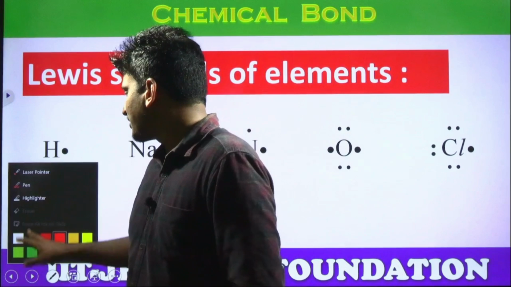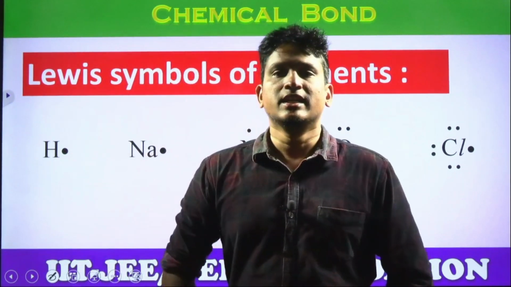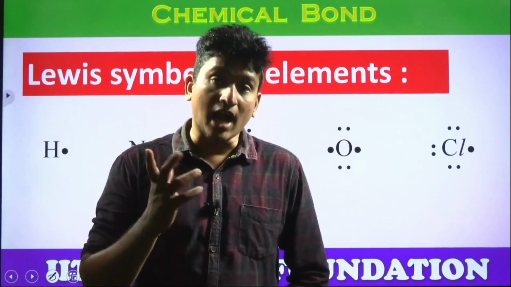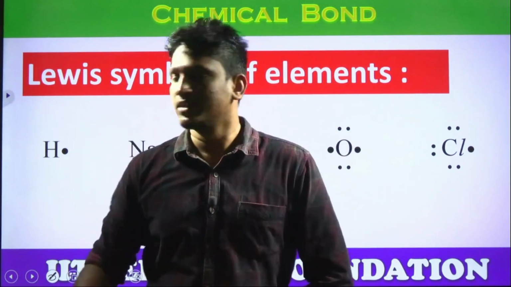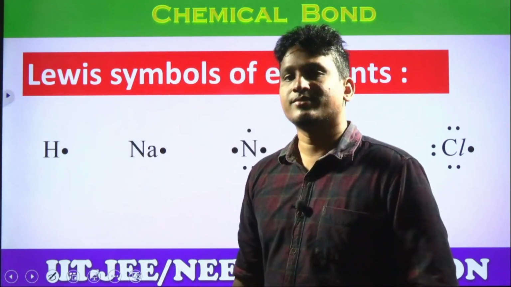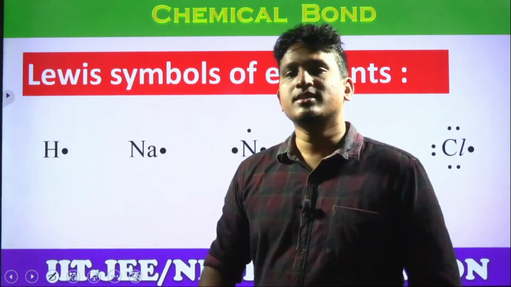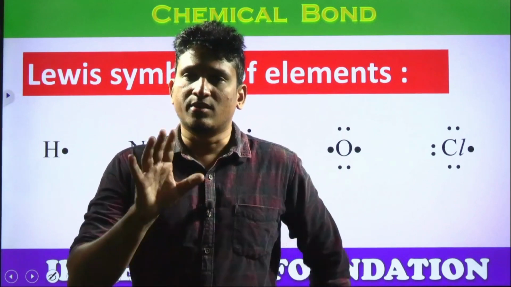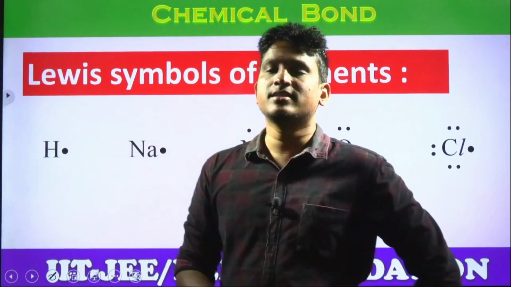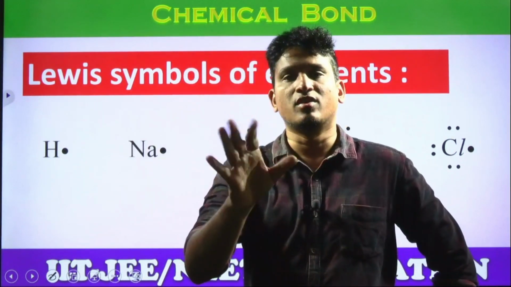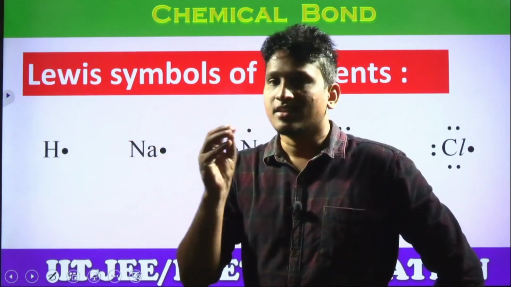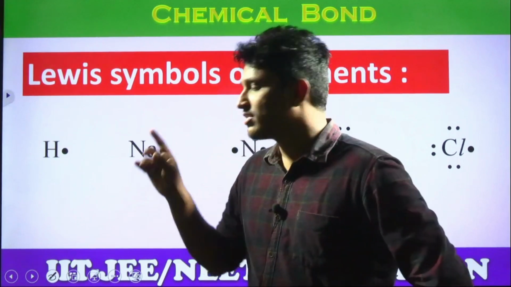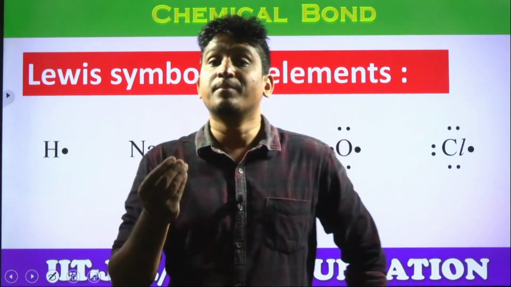Next, Lewis dot symbols. These are all the chemical bonds. Simply we are saying chemical bondings. Then how do I want to represent the bonding? How to represent? The answer is Lewis dot symbols. Very simple. The symbol of an element surrounded by dots, and the dots indicate valence electrons. The symbol of an element surrounded by dots or stars, and these dots or stars indicate the number of valence electrons.